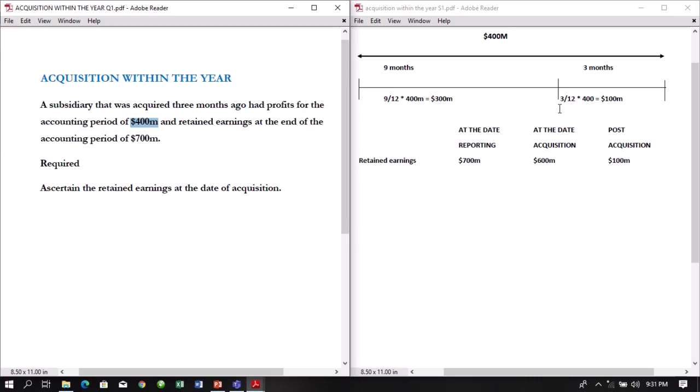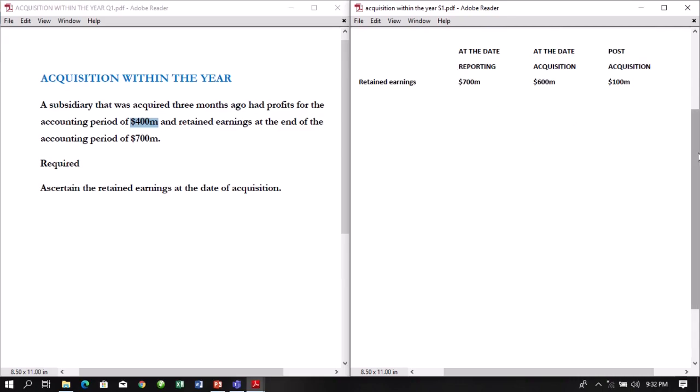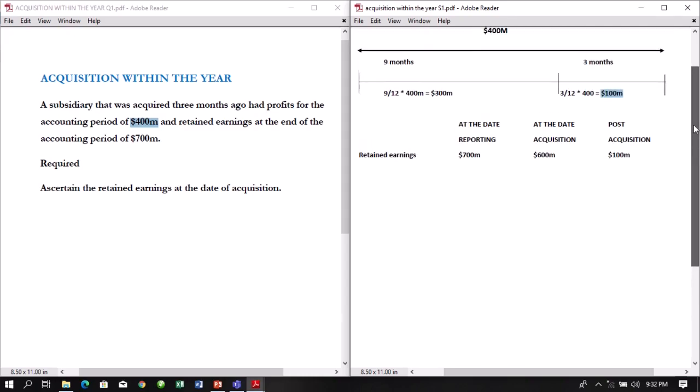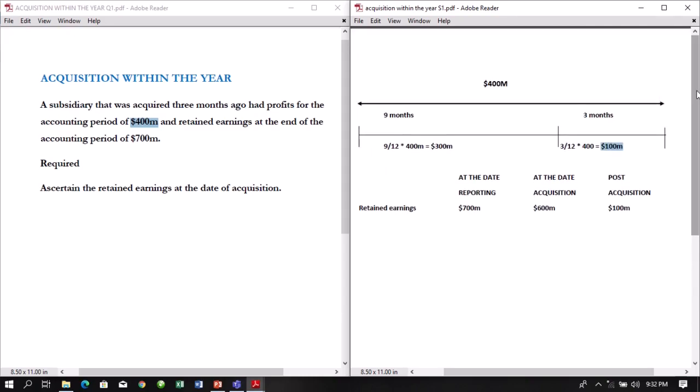And as such, if the profit for the year is 400 million and I acquired this company 3 months ago, I can say that my post-acquisition profit is 3 out of 12 multiplied by 400 million for the year, and this will give us a total of $100 million. So I can come here and say that my post-acquisition profit is 100 million. Once I can do that, it is very easy and straightforward.